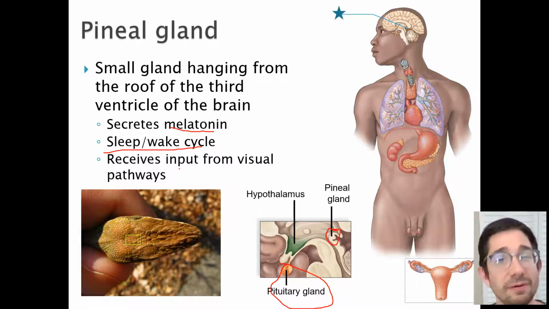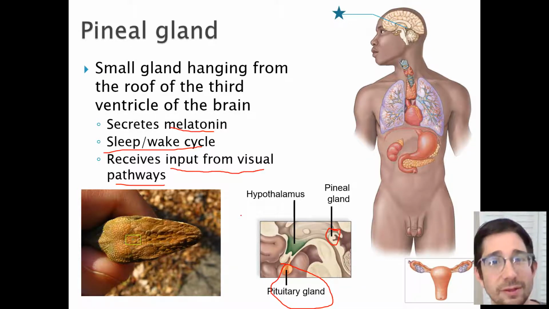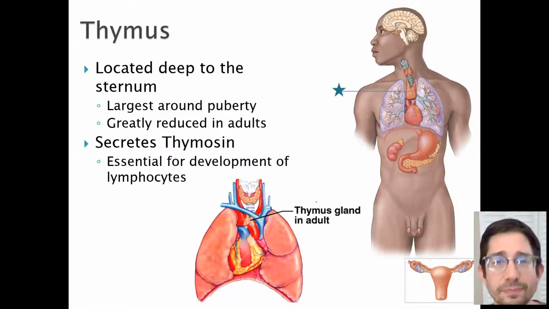Now, if you're staring at your phone all the time, you're talking to the pineal gland, because the pineal gland does get input from your visual pathways. So you can mess up the secretion of melatonin and jack up your sleep-wake cycle, right? That's why phones now have different settings to try to change the light and help prevent this. So it's a pretty important gland, easily confused with the pituitary gland, because along with the hypothalamus, those are all the parts of the brain that are involved in the endocrine system.